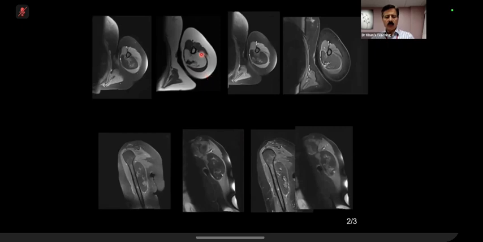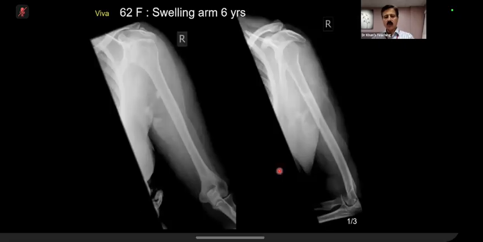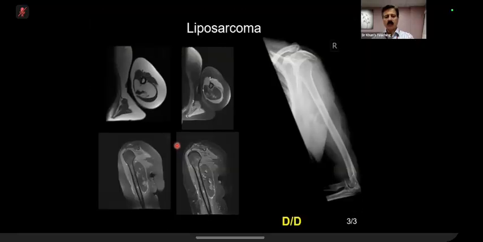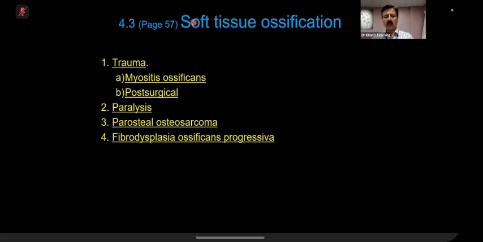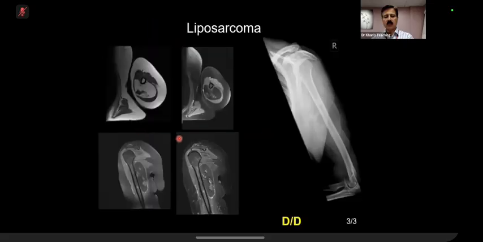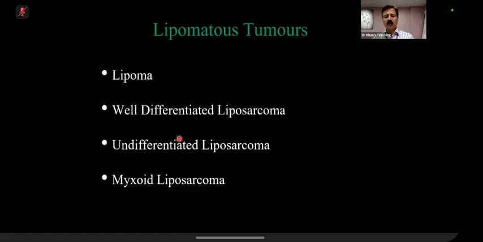I'll take over. The point is that, you see, this is a fatty lesion. Within the fatty lesion, you can see some solid component. And this solid component actually on post-contrast also enhances. So this is a liposarcoma. Now go back to the basics and see there is ossification in the soft tissue. And in your book, there is a differential for soft tissue ossification. And in liposarcomas, it can happen.